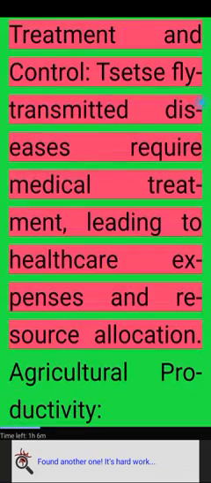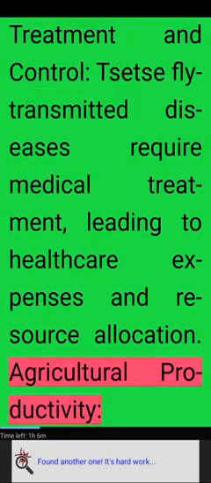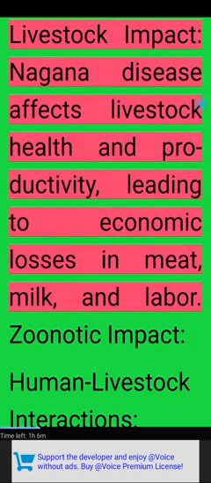Healthcare costs. Treatment and control. Tsetse fly transmitted diseases require medical treatment, leading to healthcare expenses and resource allocation. Agricultural productivity. Livestock impact. Nagana disease affects livestock health and productivity, leading to economic losses in meat, milk, and labor.